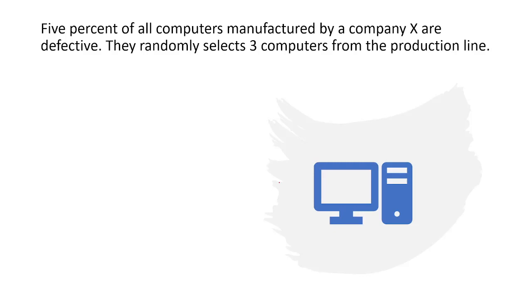So if we have a question as follows: 5% of all computers manufactured by company X, our favorite company that we use in all our videos for some reason, are defective. So it doesn't work. 5% of the computers that we are shipping are defective. They randomly select 3 computers from the product line.